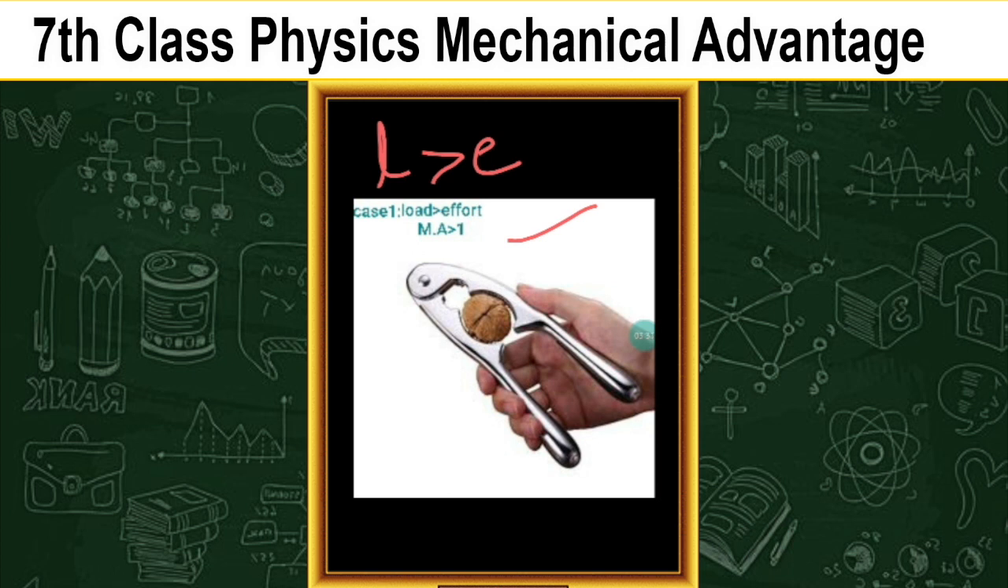I will ask you one question. In this case, where we are applying effort, which is the load? I will show you. We are applying effort here. So this is effort, and we are applying less effort. But the load being overcome is more. It means the nut will break easily. This is the load. So the mechanical advantage is greater than 1.